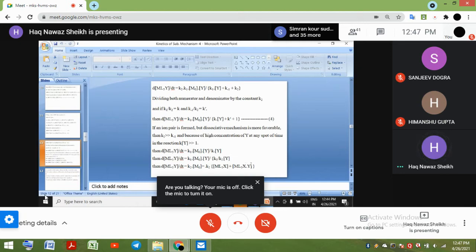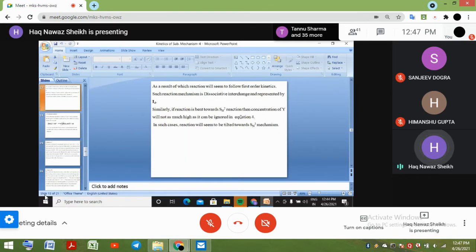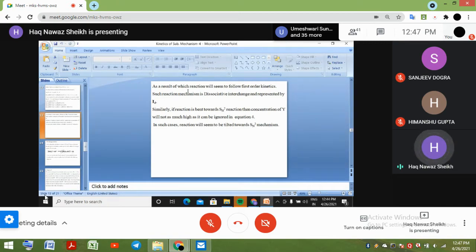So it's sort of a first order reaction. So this is dissociative interchange. The rate of the reaction does not depend upon the Y. It only depends upon the free substrate plus the concentration of the ion pair substrate, right? So as a result it will seem to follow first order kinetics, though Y appears in the rate law equation, but it appears in the ion pair, not as independent Y, right? So the reaction seems to follow first order kinetics. Such a reaction mechanism is the dissociative interchange mechanism and is represented by ID.